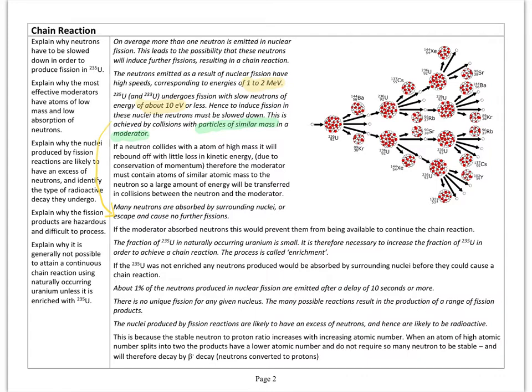It's important also that the moderator doesn't absorb the neutrons, because if that happened, then they wouldn't be available to continue the chain reaction. So whatever you use as a moderator must not absorb neutrons to form new isotopes, because then they will be lost and not be able to cause the chain reaction.